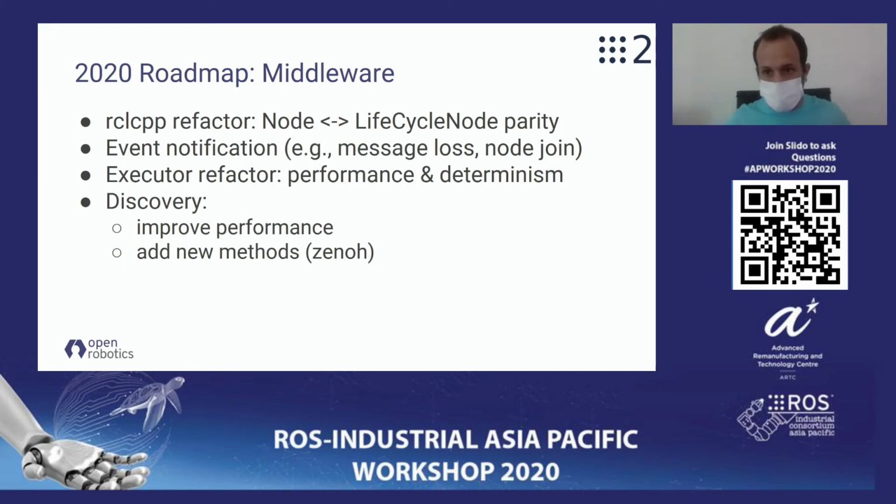Things that we're working on for the middleware are functions to be implemented in the lifecycle node to match the node, event notification, executor refactor to improve performance and determinism, improved discovery performance, and new methods of discovery. And we're having a look at Zenoh, which people are working on, which is non-DDS middleware software that can also be used with ROS. Next.